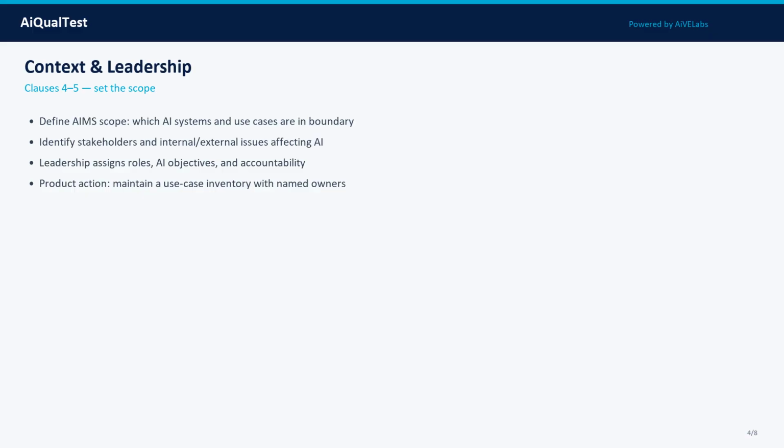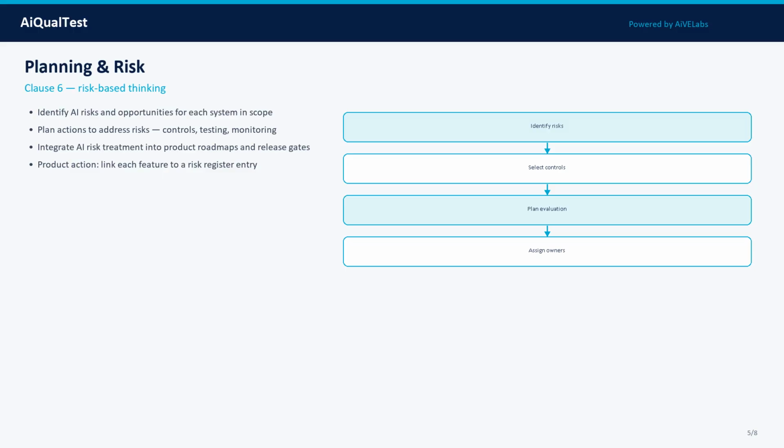Clause 5 is leadership. AI objectives must align with organizational strategy. Roles and responsibilities must be assigned, including who approves releases and who owns AI risk. Without named ownership, AIMS documentation becomes shelfware.